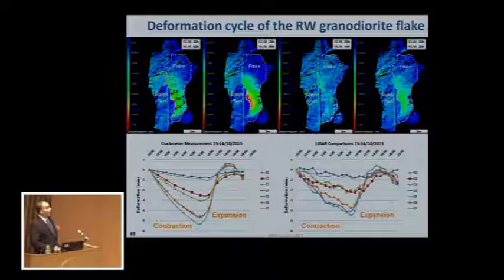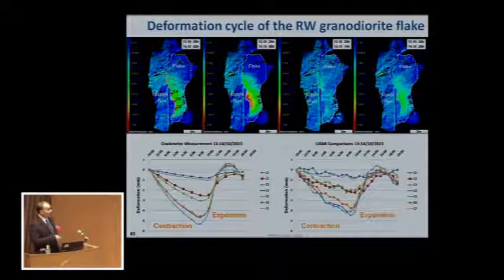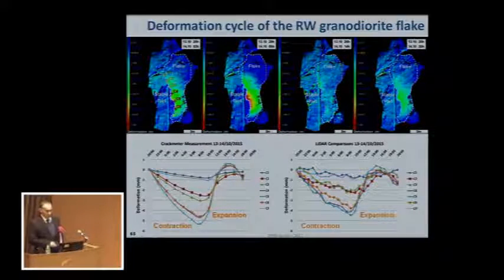And if you look here, this is the LiDAR information. This is around half a centimeter to 1 centimeter deformation. It means that the flake went toward us during the day by 1 centimeter, and then disappeared during the night. And you have the movement, again, of different places, contraction during the night, expansion during the day.